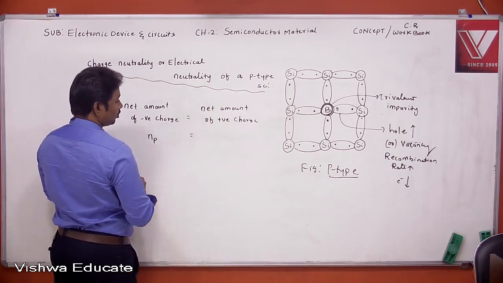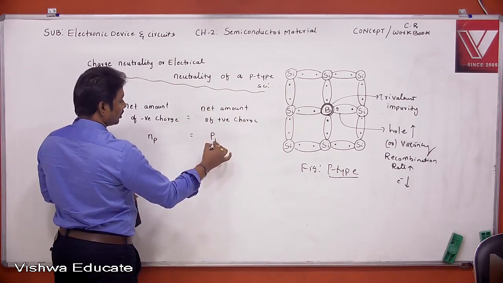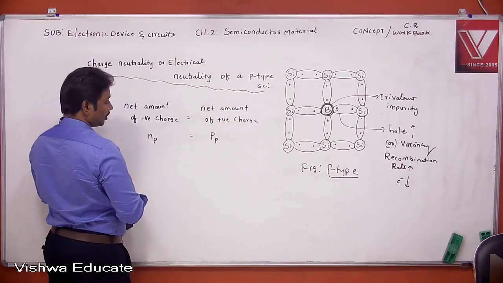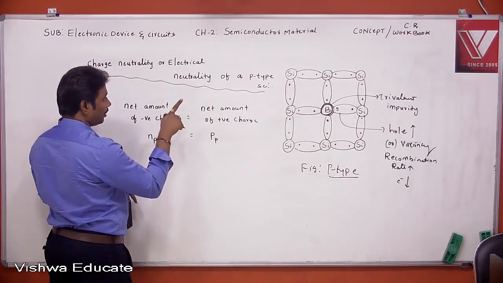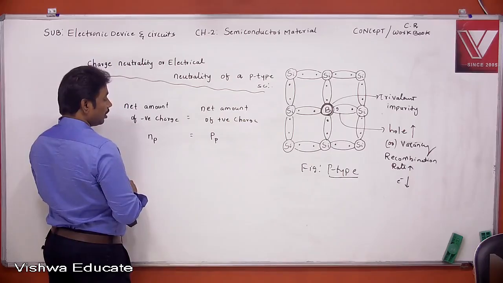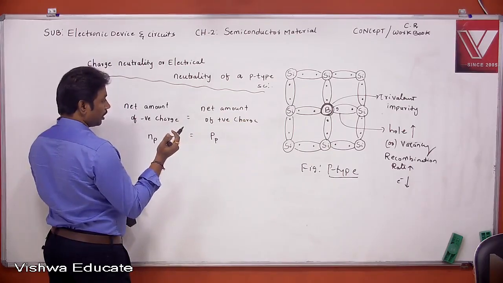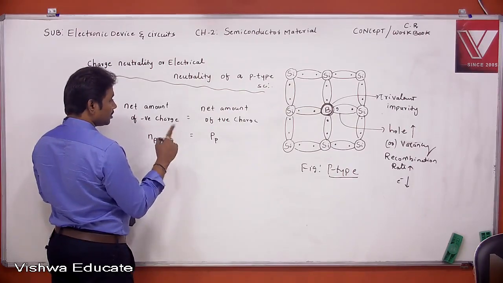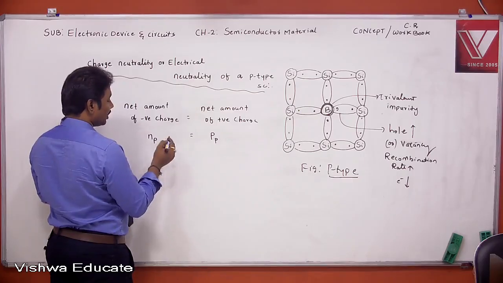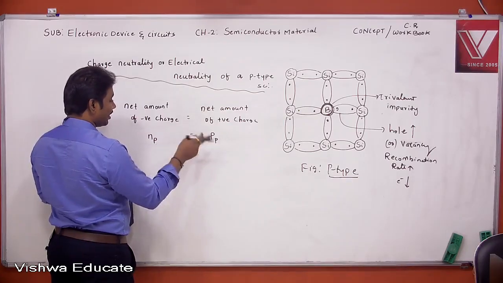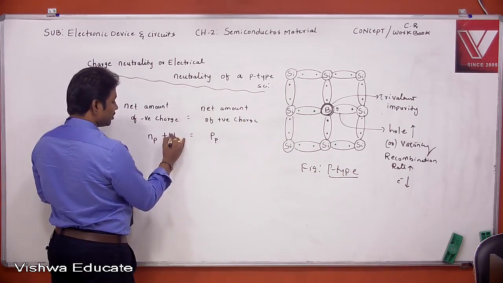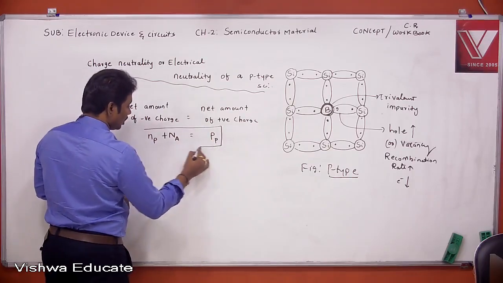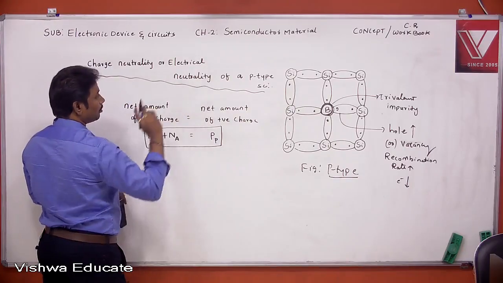What is the net amount of positive charge in a p-type semiconductor? The hole concentration. If n equals p, it is an intrinsic sample. But here we are talking about a p-type semiconductor, which can accept an electron from a nearby atom. Accepting an electron means it gets a negative charge. That means we add the acceptors on the N side to balance this equation.